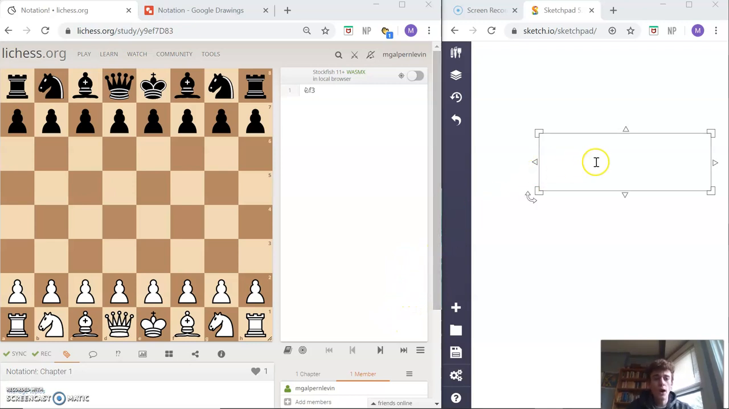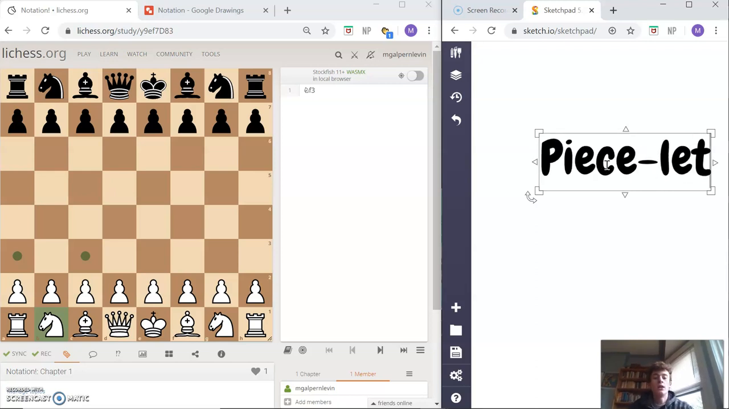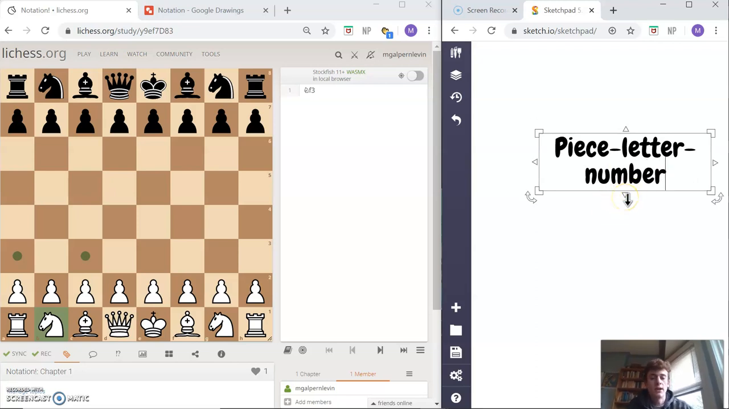So what is notation, right? Notation is, like I said, we're recording our moves, and each piece has a different way to record moves. And the format that we have, if you look on the right side of the screen, is you say the piece, you say the letter, and then you say the number. Okay, so I'm going to explain exactly what this means. So let's start with the piece aspect.